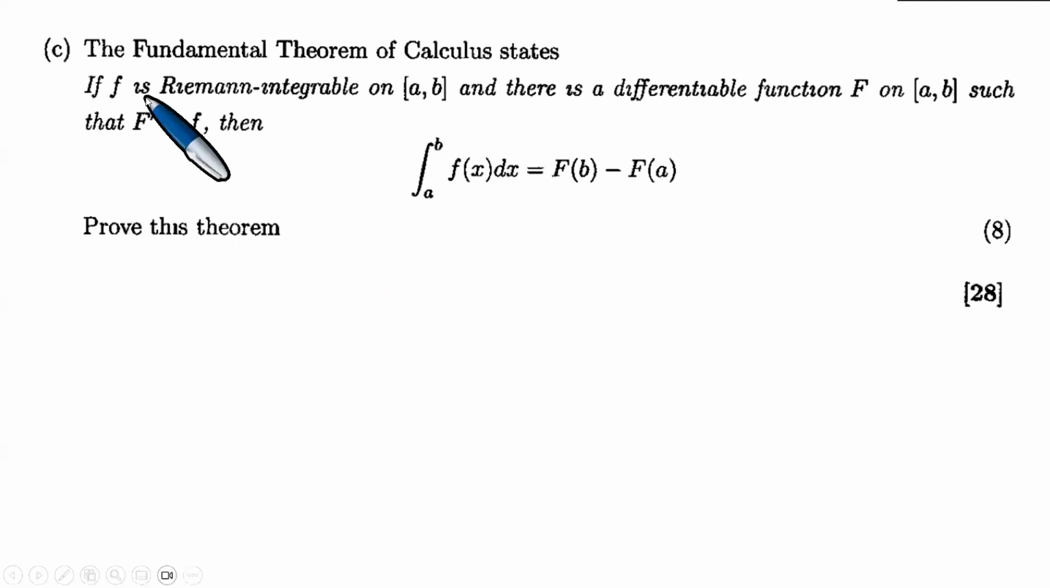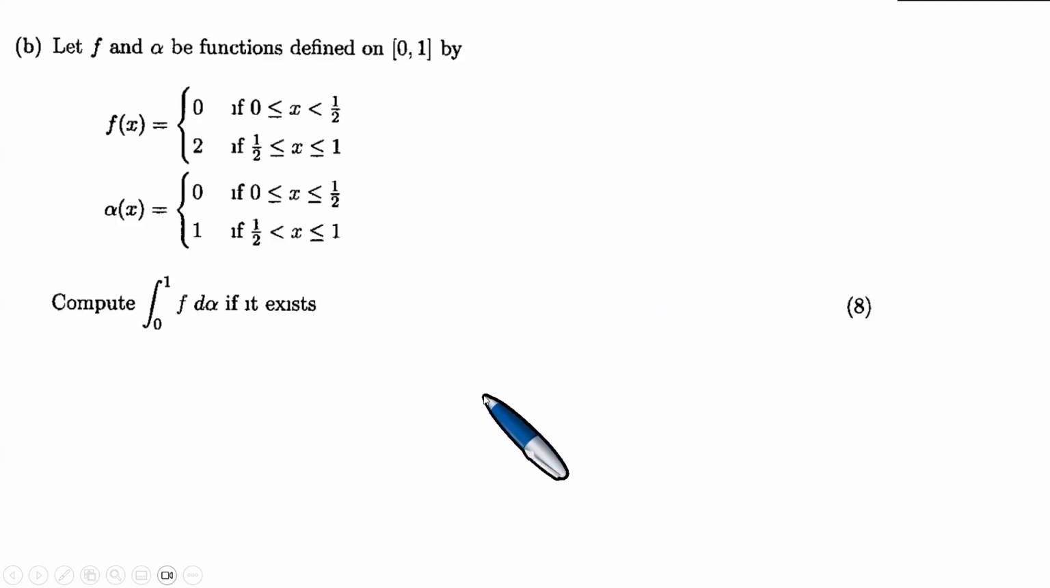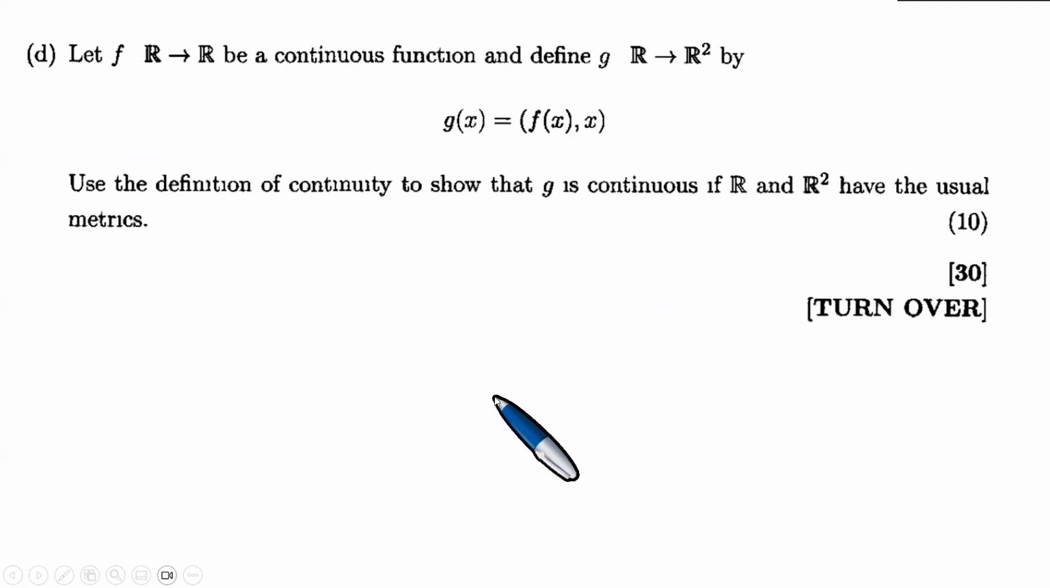Okay, good. And then we shall look at the fundamental theorem of calculus. The fundamental theorem of calculus states that if f is Riemann integrable on a closed interval [a, b], and there is a differentiable function F on [a, b] such that the derivative is f, then this integral of small f becomes big F. Prove this theorem. So we'll prove the fundamental theorem of calculus. But then, okay, that is the end of the paper.